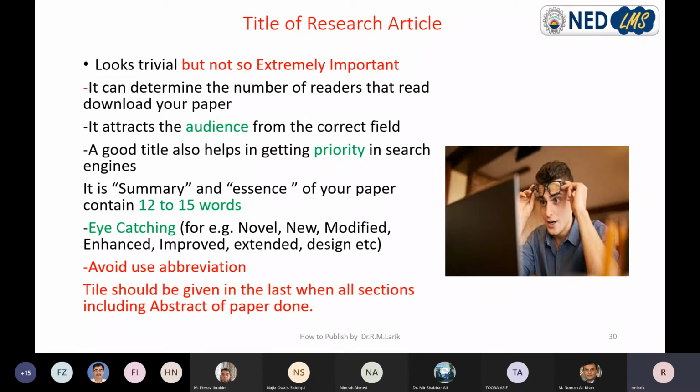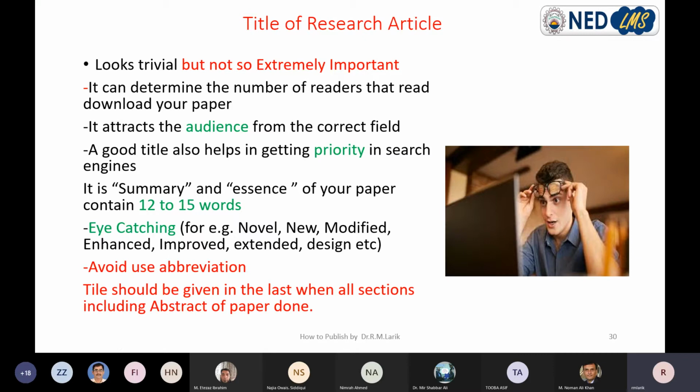When you do your review, you also search accordingly, meaning you read the paper which is eye-catching to you, right? The title must be attractive to you, eye-catching, and then you go into the manuscript. Otherwise, if the title is not catching, not attractive, then you should not open the manuscript. The words which are eye-catching are novel, new, modified, enhanced, improved, extended, design, right?